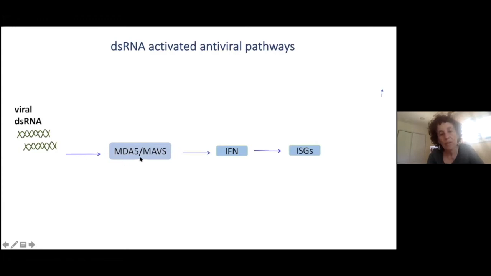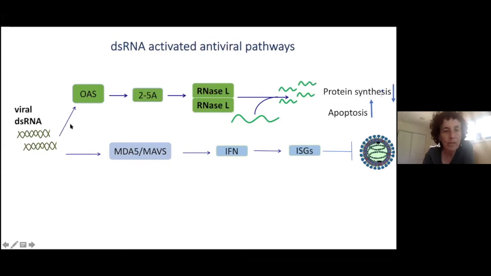In the case of coronaviruses, MDA5 signals through MAVS to produce interferons type 1 and type 3, which then induce interferon-stimulated genes which have antiviral activities. But there are two other parallel pathways that we work with in our lab. The OAS-RNase L pathway is something that we focused on for a long time now.